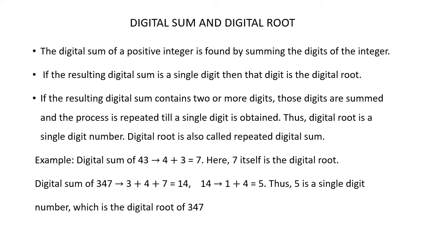For example, the digital sum of 43 is 4 plus 3, which is 7. Here, 7 is a single digit number. So, 7 itself is the digital root of 43. The digital sum of 347 is 3 plus 4 plus 7, which is 14. Now here 14 is a two-digit number. So you have to find the digital sum of 14, which is 1 plus 4, that is 5. Now 5 is a single digit number. So 5 is the digital root of 347.